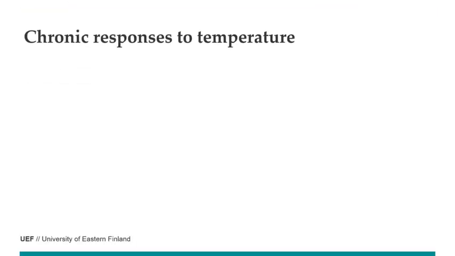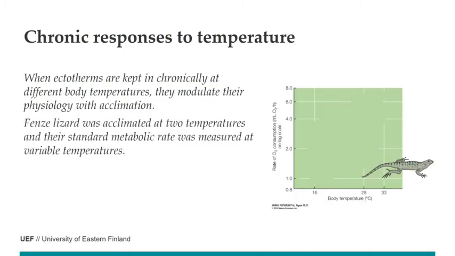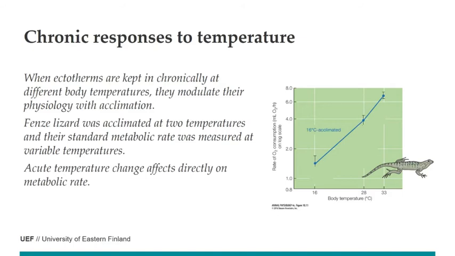Okay, what about then the chronic responses? So if you put an ectotherm in a chamber and change the temperature for several weeks, it affects the acclimation. So it's kept chronically at different body temperatures. And for example, a fence lizard, you put it at two different temperatures, the standard metabolic rate can be tested at different temperatures. And in the acute temperature change, it affects the metabolic rate directly.